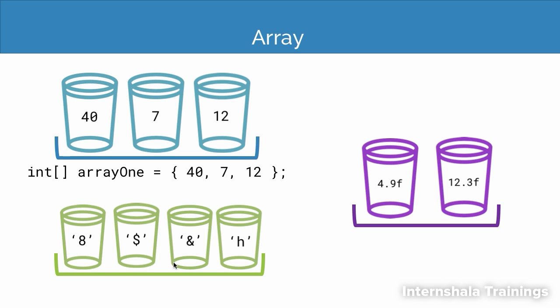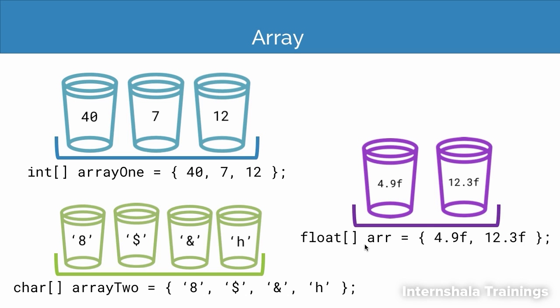Now similarly, we have the character array defined here, and within the curly bracket we have all the values defined in sequence. And similarly, we can declare the floating point array as well. Now notice here, in case of float, we use f every time we declare a floating point value. Now notice here, we cannot insert a character value within the integer array. And also within the float array, we cannot insert any other data type.